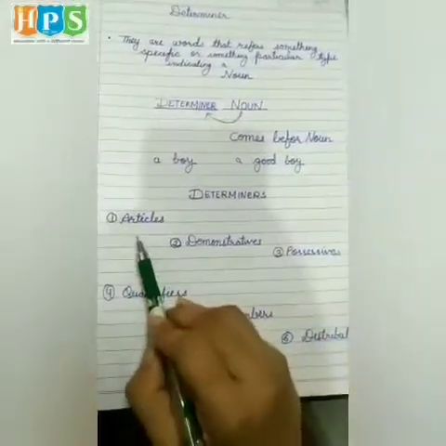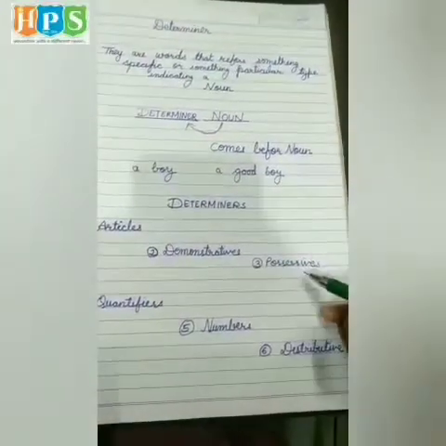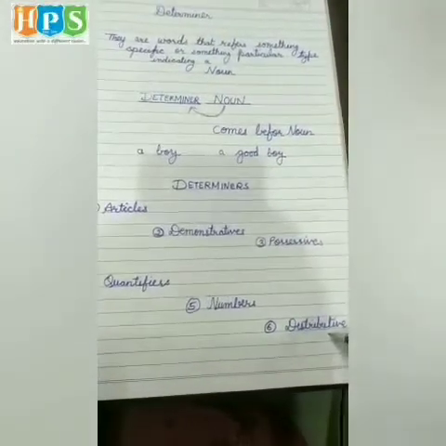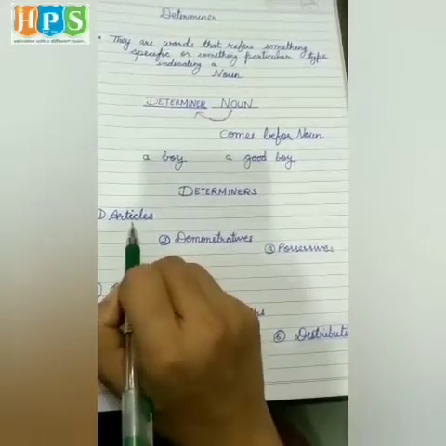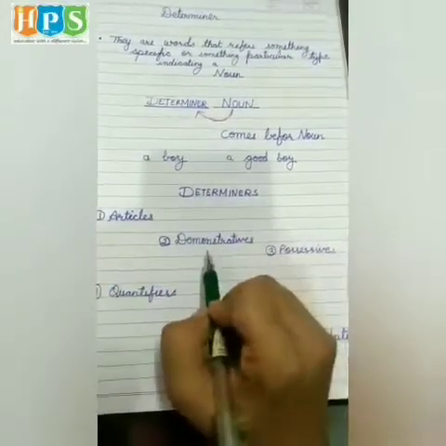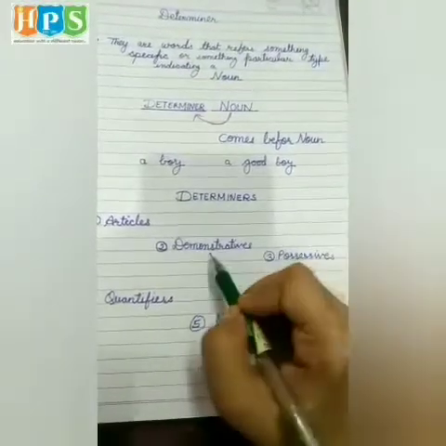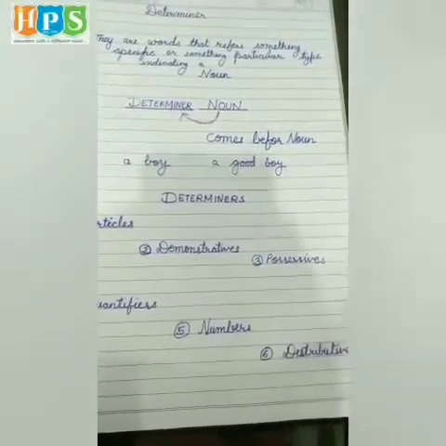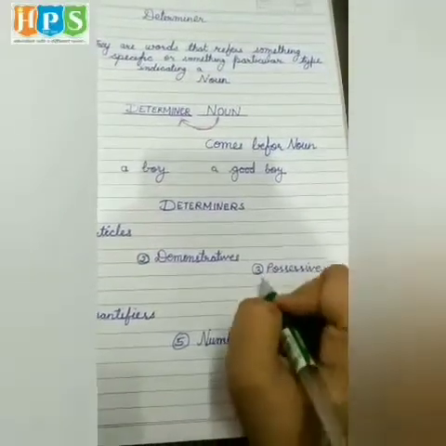Determiners can be of six types: articles, demonstratives, possessives, quantifiers, numbers, and distributives. As we have read in the previous class, articles are a and the in the English language. Demonstratives we have already read about: this, that, these, those. Next we have possessives like my, his, hers, ours, your. So these are possessives.